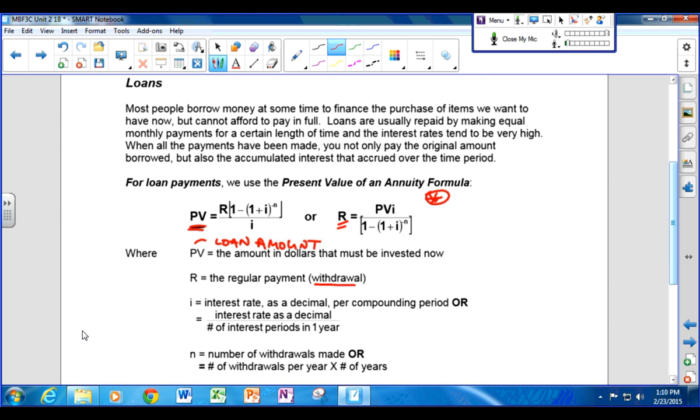All right, but for a truck, we're going to use the second version of the formula, where our R is the regular payment in dollars, okay, and PV is the principal. Basically, it's the value of the loan, the present value. That's how much your truck costs today, right? I is the interest rate, as we've always been calculating it, and N is the number of compounding periods, as we've always been doing it.